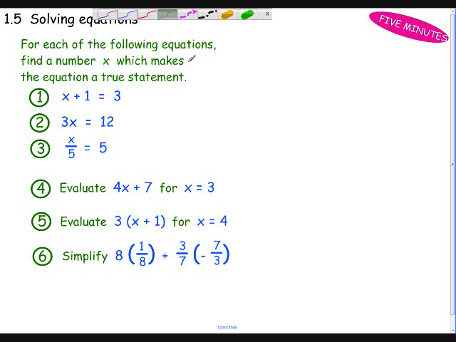For each of the following equations, find a number x which makes the statement a true statement. So obviously, if I put a 0 in here, it would not be true. What could I put in there that would make it true? X equals 2 would make that true, wouldn't it? How about this one? What would make this statement true? If I put in a 0, it certainly wouldn't be true. If I put in a negative number, it certainly wouldn't be true. I know it's got to be a positive number. What times 3 will equal 12?